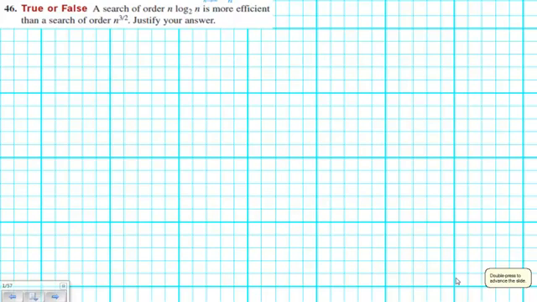Okay, here's problem number 46. We didn't cover this specifically in class, but here's the idea. In computer science, there's something called big O time, and it relates to how efficiently an algorithm is executed as the size of the data set that it's sorting enlarges.